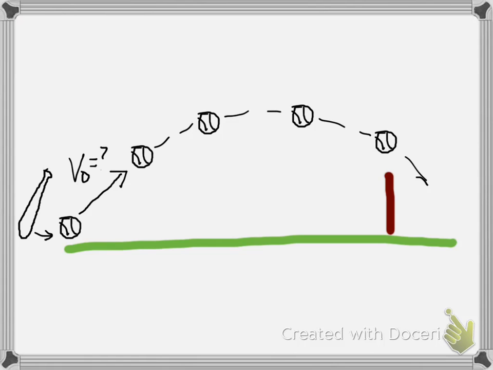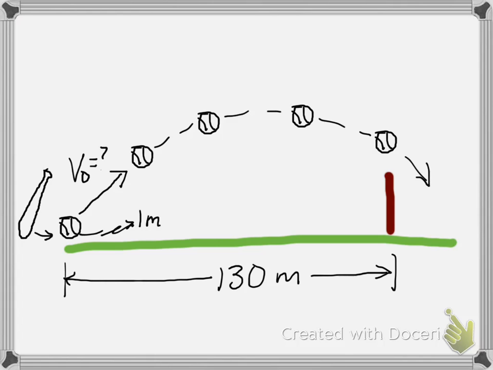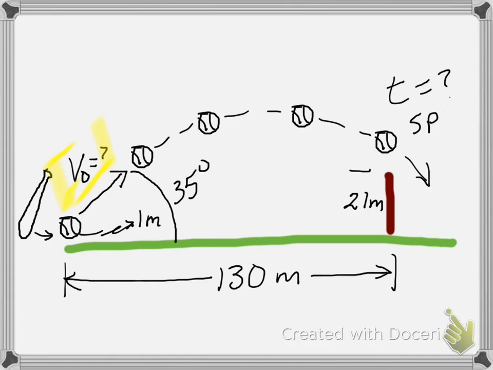Everybody's ecstatic. Yippee yahoo. Alright, the ball is hit from 1 meter high. The fence is 130 meters away. And the wall is 21 meters high, which makes the Green Monster little. Okay, we're looking for the initial velocity, launched at 35 degrees. We need to know the time in the air, and we need to know the speed of the ball just as it clears for a home run.